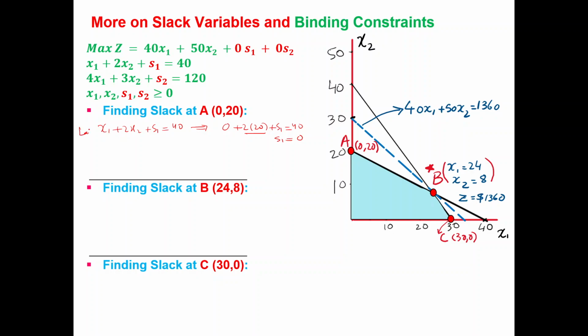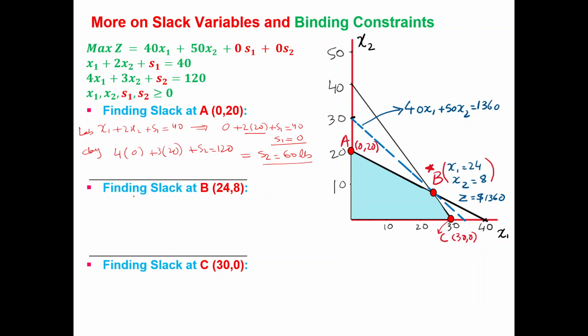This was for labor. Now let's calculate it for clay. That is 4 into x1, where x1 at A is 0, plus 3 into x2, which is 3 into 20, plus s2 is equal to 120. If I solve it, this gives s2 equal to 60 pounds. So what does that mean? That means at point A, 0 hours of labor are unused, whereas at point A, 60 pounds of clay is unused. Now I'll do it for B.